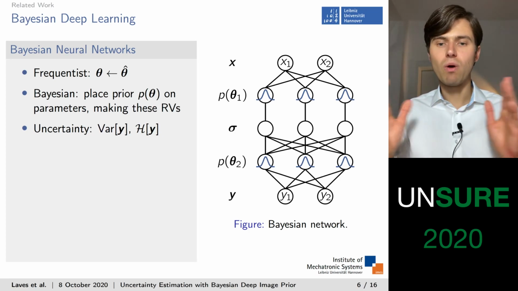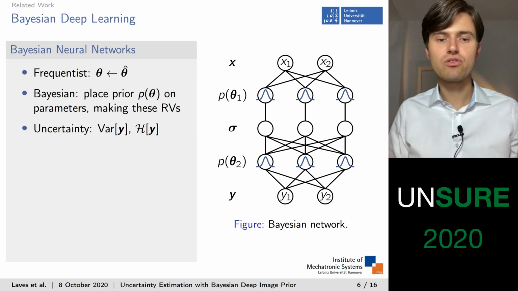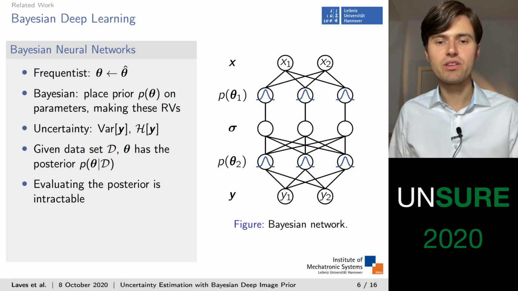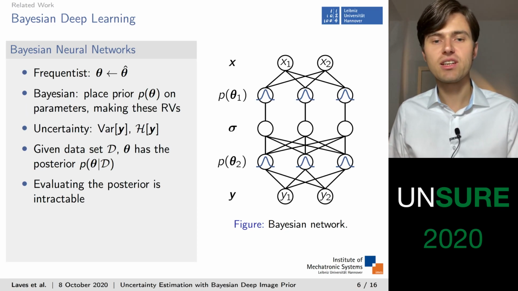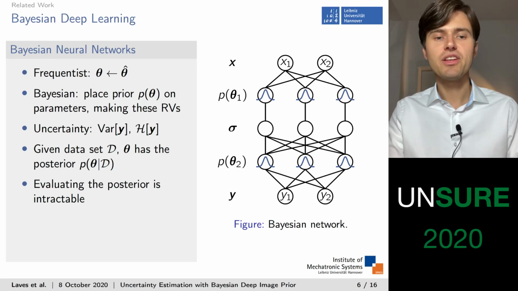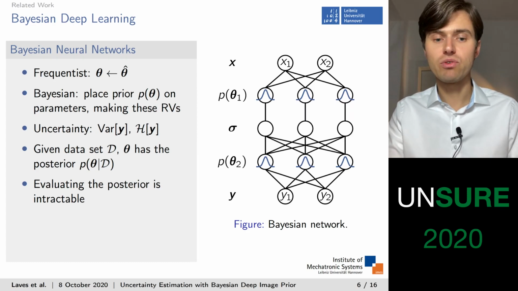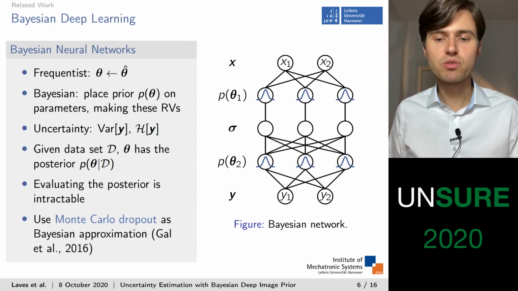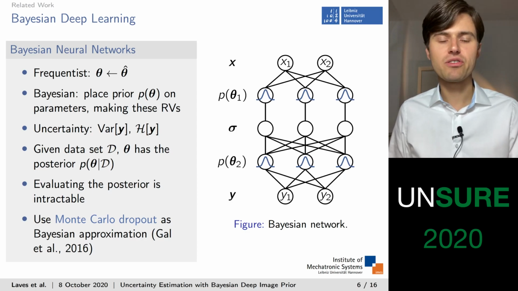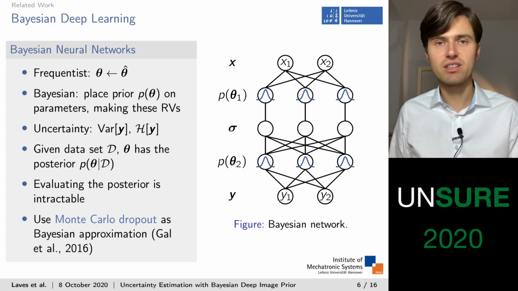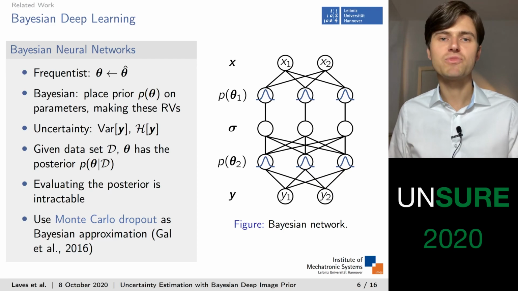If the parameters follow a wide distribution, then y also follows a wide distribution, which we can interpret as high uncertainty. However, to compute the predictive distribution of y, the posterior distribution of the parameters p of theta given a dataset D must be computed. This usually cannot be done analytically, since we must integrate over all possible parameter configurations. To avoid this problem, we can approximate the posterior distribution using approaches like Monte Carlo dropout. This allows us to estimate the predictive uncertainty, where we usually differentiate between two types of uncertainty.